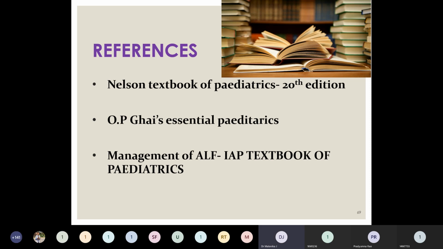So these are the references. You can go through this. Mainly I've taken from Nelson textbook, OP Ghai, and Management of Acute Liver Failure from the IAP textbook of Pediatrics. Okay.